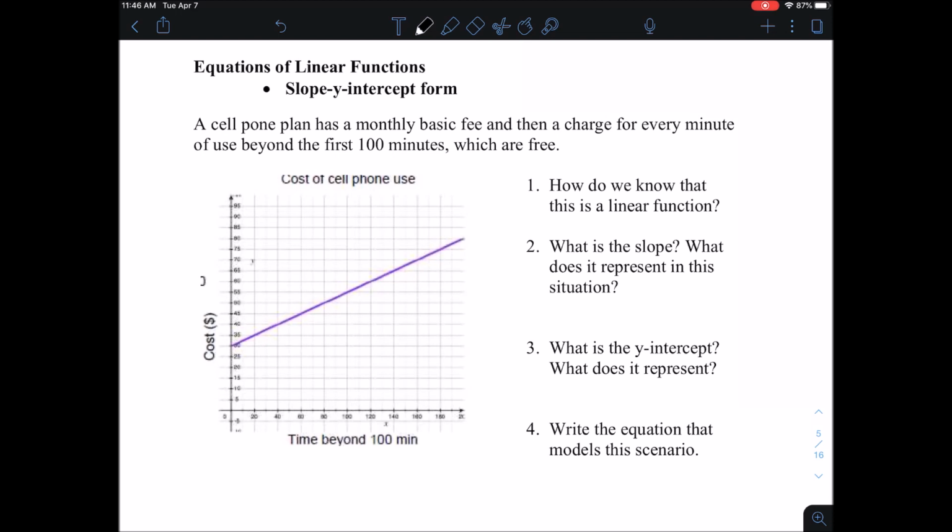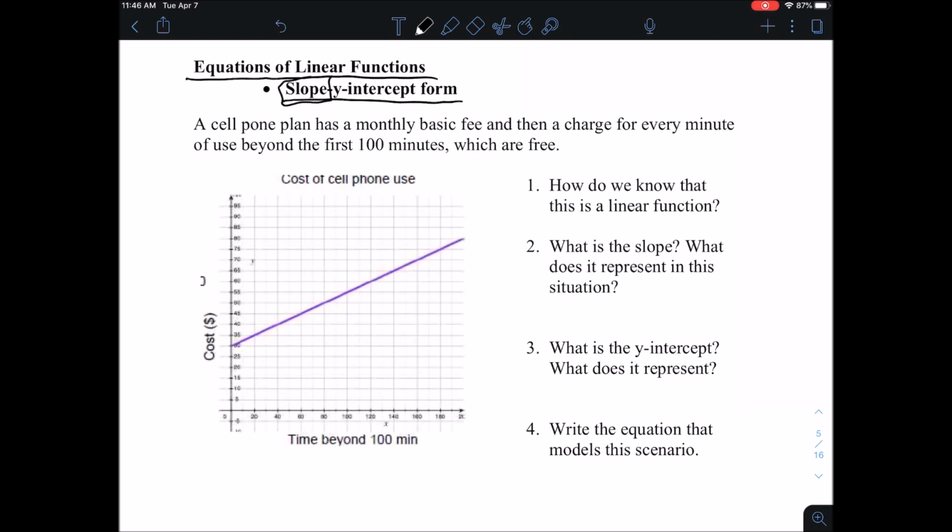Okay, so the next video in this series, we're going to look at equations of linear functions, and we're going to look at three different types. This is the first of the three videos about the different types of equations, the different ways we can write them. And the first one is called slope y-intercept form.